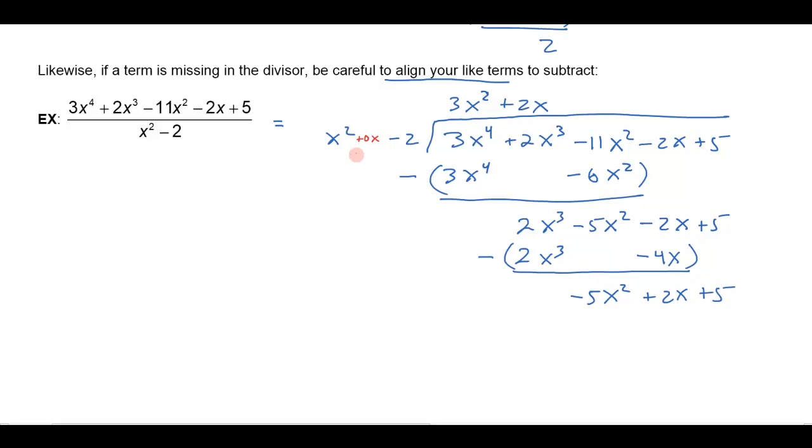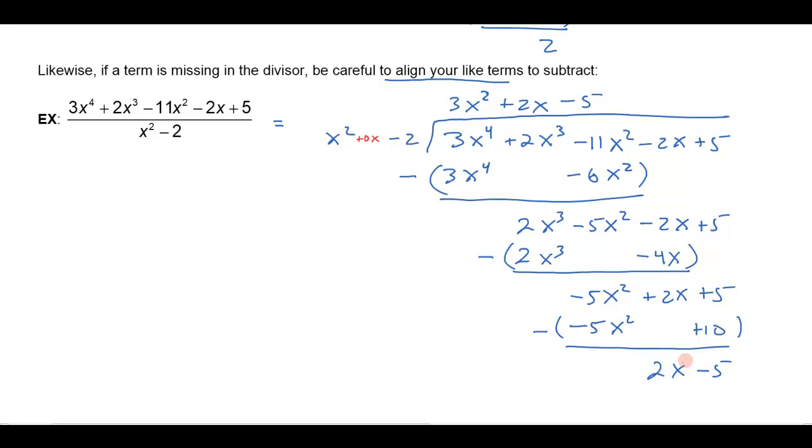So what do I multiply x squared by to get negative 5x squared? That would be negative 5. So that's going to give me negative 5x squared. And the negative 5 times the negative 2 is 10. Subtract very carefully. Put your parentheses, put your minus sign out front there. So add these down, you'll get 0. I get 2x here. 5 minus 10 is negative 5.